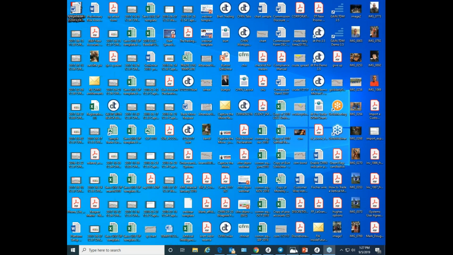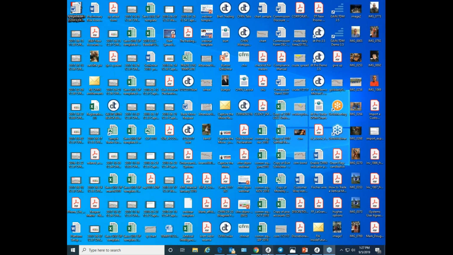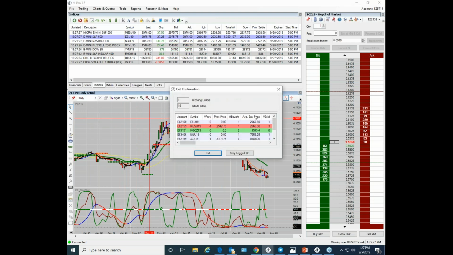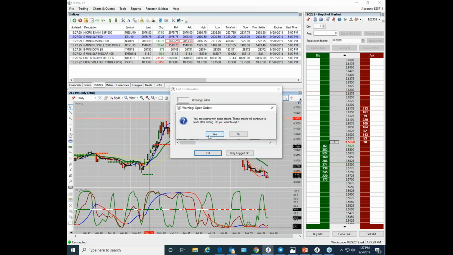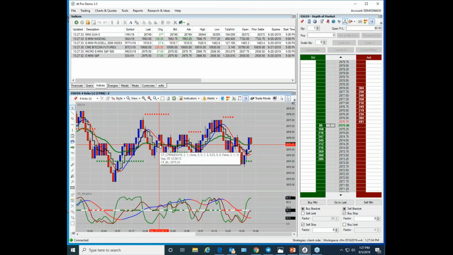So that's it. That's the setup right there. So what I went over here is what we'll look for in the market. So I'm going to shut this down, my platform, and go into demo mode. Okay.